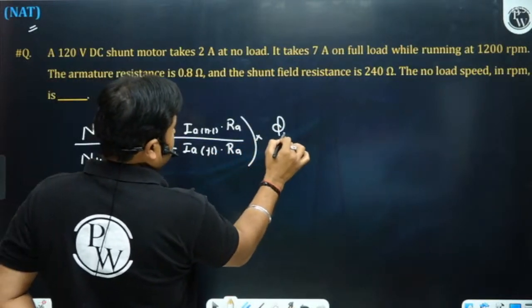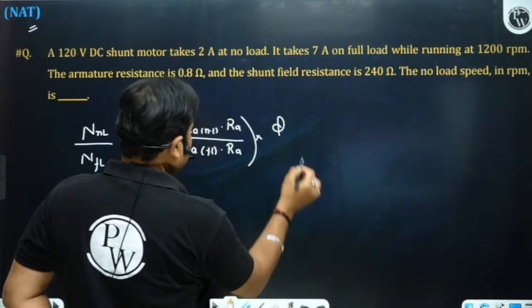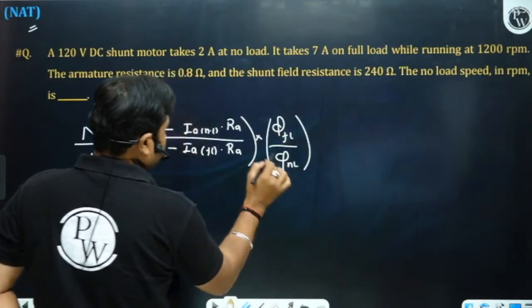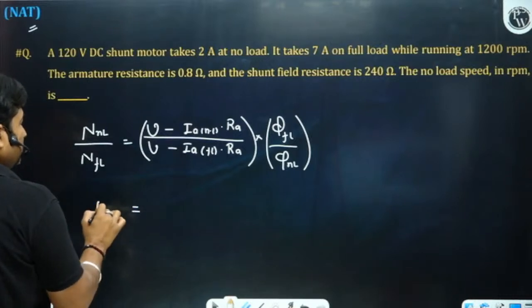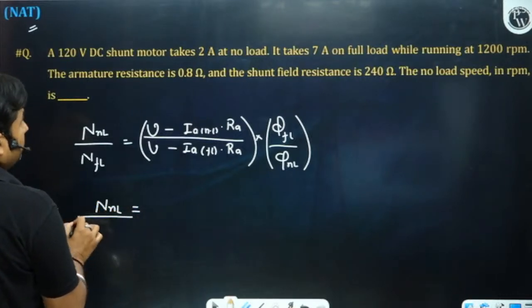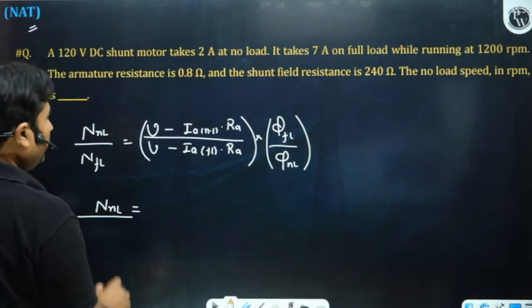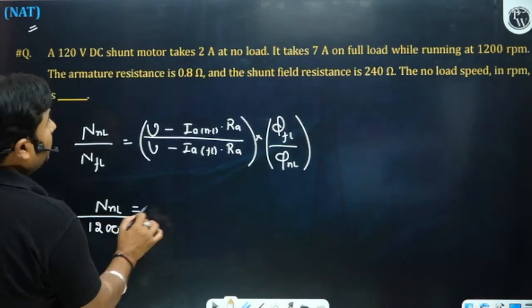If there is a change in the flux, we will consider it as full load versus no load. But armature reaction is neglected, so there is no change in the flux. Full load speed is, on full load it is running at 1200 RPM.